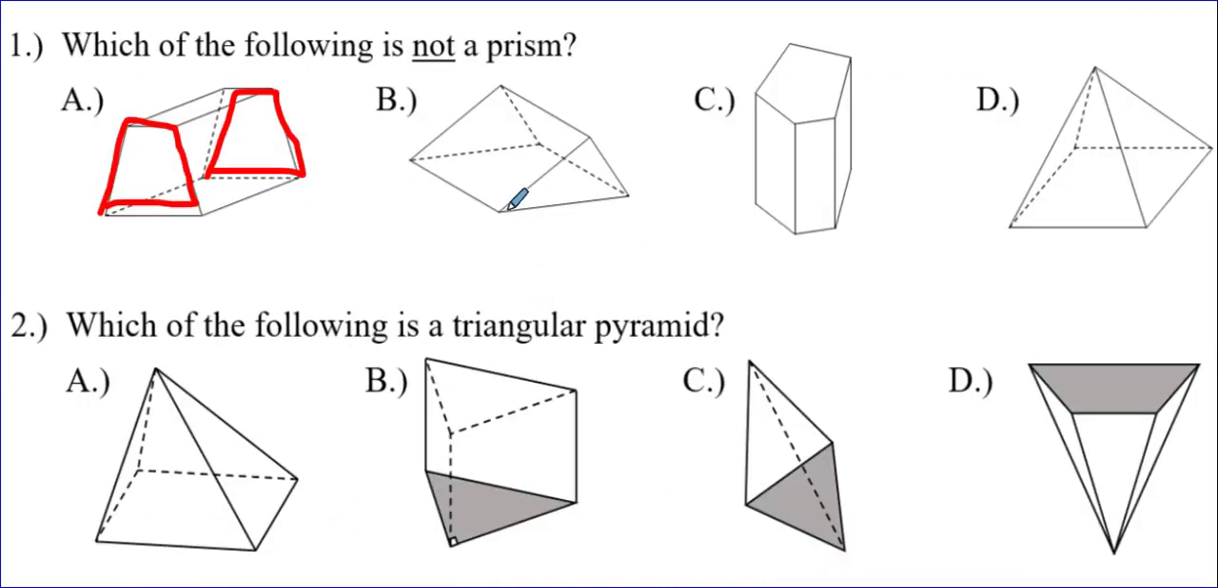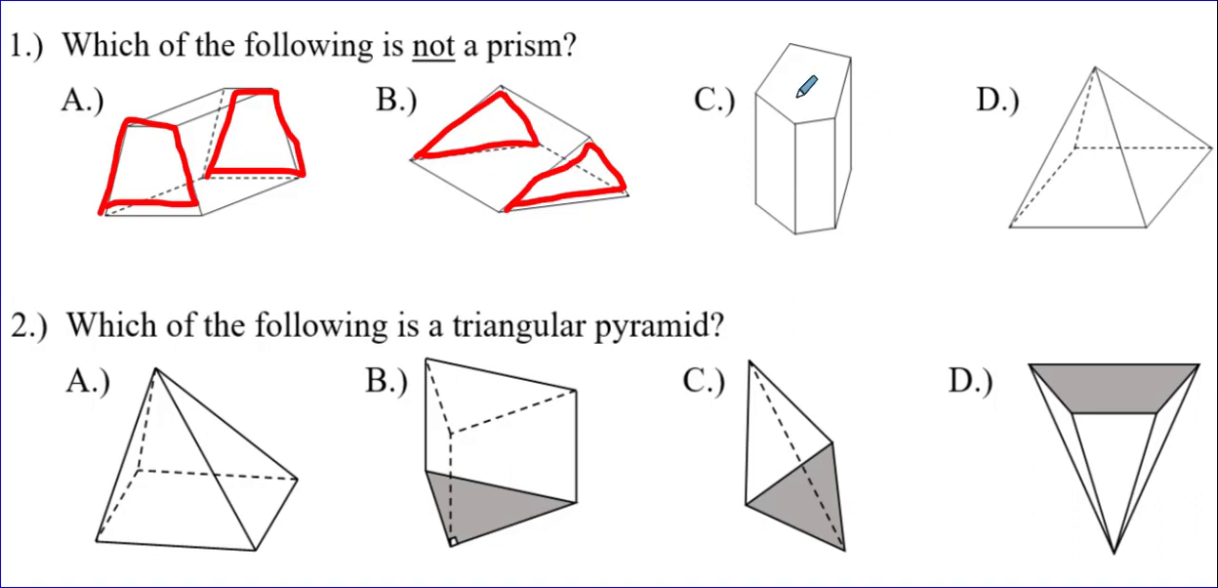Choice B was a triangular prism. We had a triangle in the front and a triangle just like it in the back. Again, I apologize, I'm not outlining them very well. But those 2 parallel congruent triangles make this a triangular prism. And you'll see there's 3 rectangles in between connecting those 2 triangles.